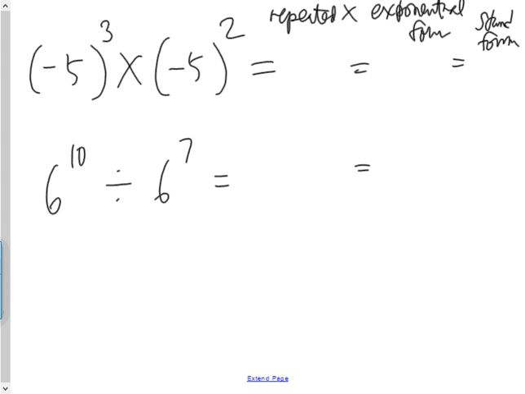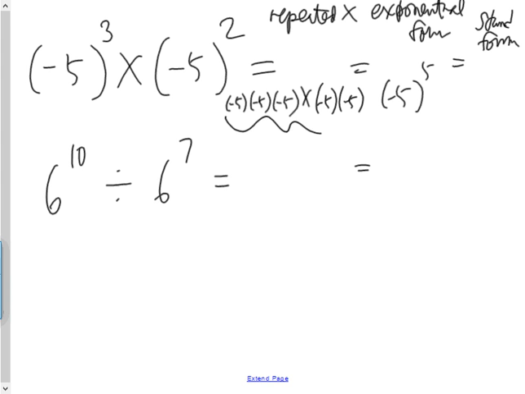Okay, so the first one in repeated multiplication is negative 5 multiplied by negative 5 multiplied by negative 5. And then we have to multiply that by 2 more negative 5s. I'm running out of space here, so I'll bring this down a little bit. Multiplied by negative 5 times negative 5 again. So we have negative 5 multiplied by itself 5 times. So in exponential form, this is what it looks like.